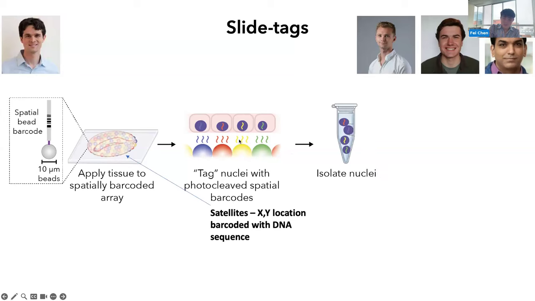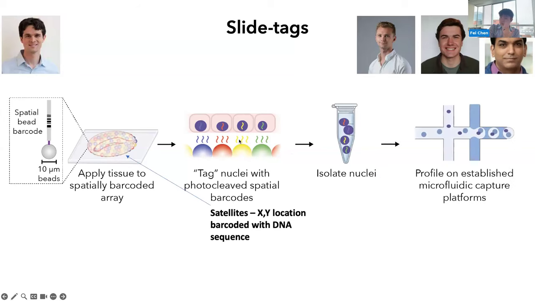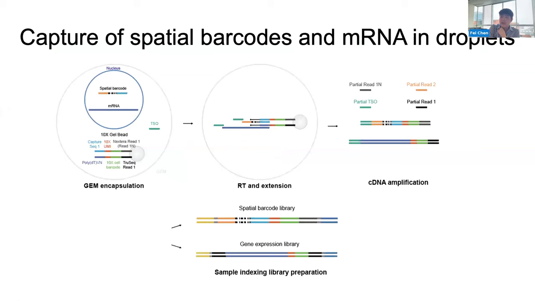Then we perform standard single nucleus isolation and profile on basically standard single cell platforms, for example, 10X. What's actually happening inside of a single cell droplet in 10X is that in each nucleus, you have these barcodes that correspond to spatial location and then the mRNA, and you're associating them with the same 10X cell barcode. So that when you sequence those libraries, you get a spatial barcode library as well as a gene expression library, and you're linking that information through the cell barcode.